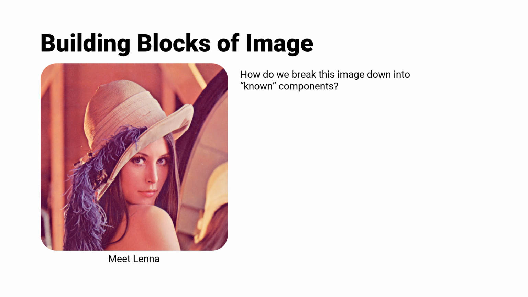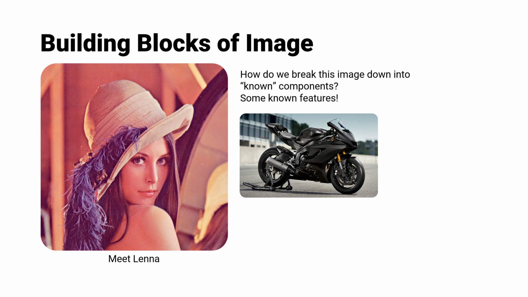Let's first think about how we can take this image and break it down into some known components. The answer could be we have some known set of features. The known set of features could be what a hat looks like, what a feather on the cap looks like, how the eyes are, how the nose is, how the hair is, how the back bed frame is, and so on, right? What if we want to use the same ideology for a completely different image? In this motorcycle image, it's an outdoor scene and has very little resemblance to the indoor scene on the Lena image on the left, right?